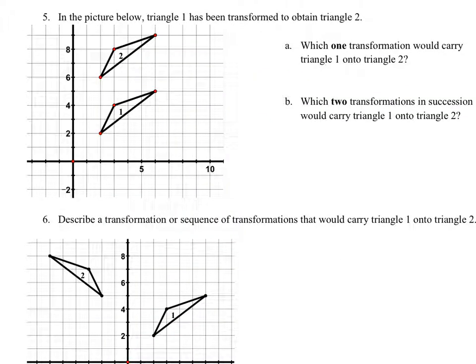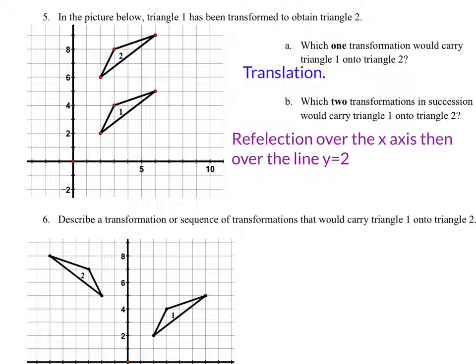So about number 5, again it's triangle 1 to triangle 2. What 1 transformation would give us these? 1 translation would do it. What about 2 transformations? That would work. There are easier ones, by the way. For example, you could say that you could dilate it with the scale factor of 1 and then translate it up 4, but that seems too easy.